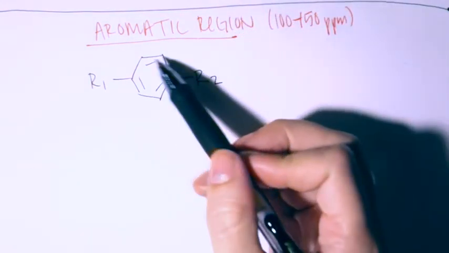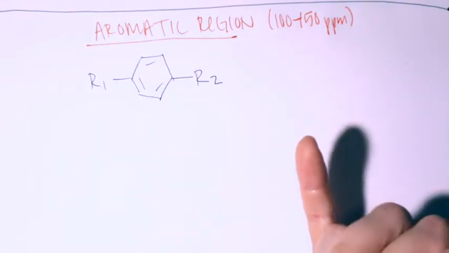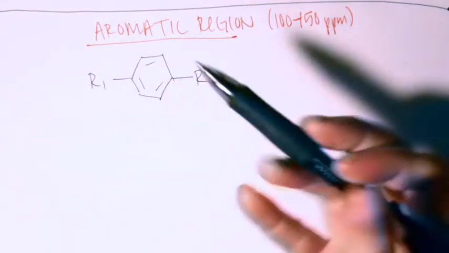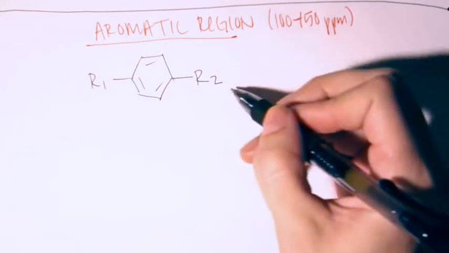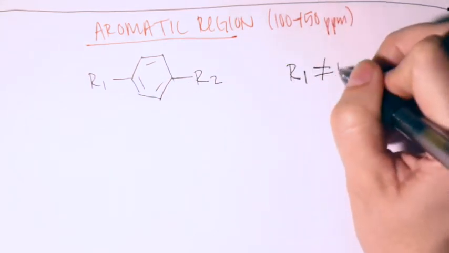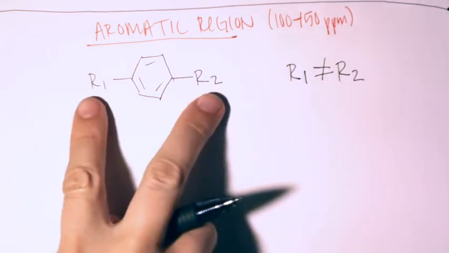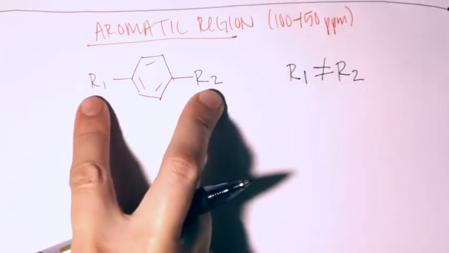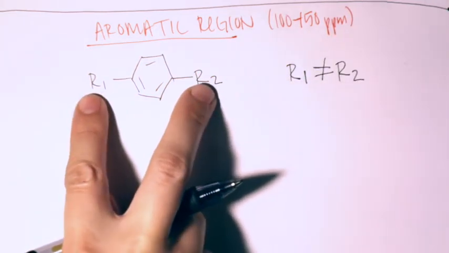right? So if we have an aromatic ring that has 2 substituents on it, so 2 things on it, I'm labeling them R1 and R2 because I'm showing you a situation where the 2 substituents are not equal to each other. So just 2 different things. It doesn't matter what the 2 things are. The point is that they're different.